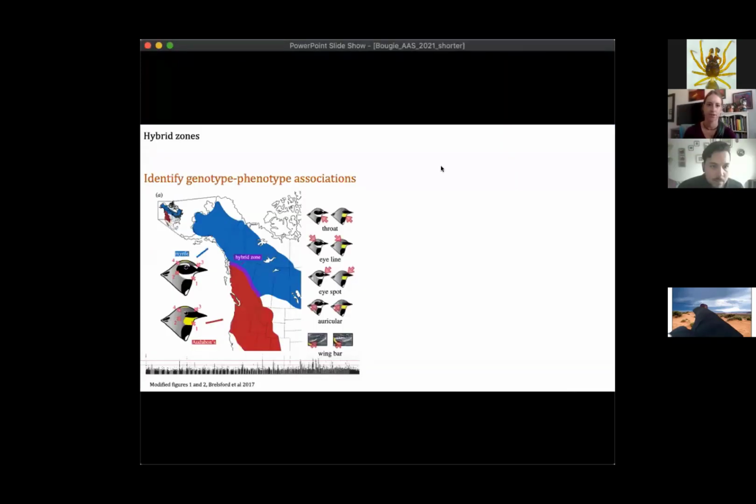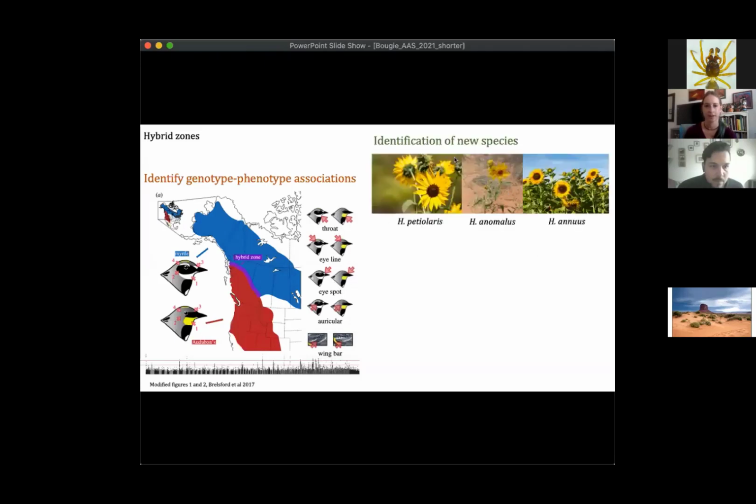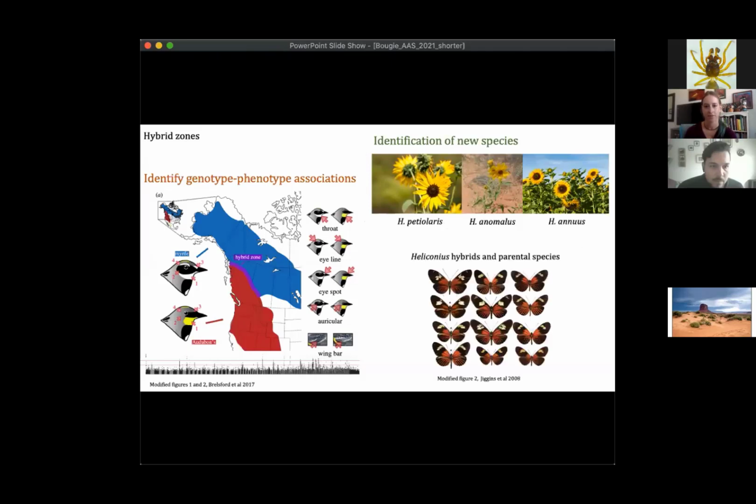Naturally occurring hybrid zones can be used for answering several evolutionary questions. Commonly, we can use them to identify genotype-phenotype associations. Here are a lot of bird studies, actually, identifying the loci that correspond to certain phenotypic traits of these male warblers. But we can also identify new species through contemporary hybrid zones. A common example of that is sunflowers and homoploid hybrid speciation. But there are other mechanisms, like hybrid trait speciation in Heliconius butterflies.